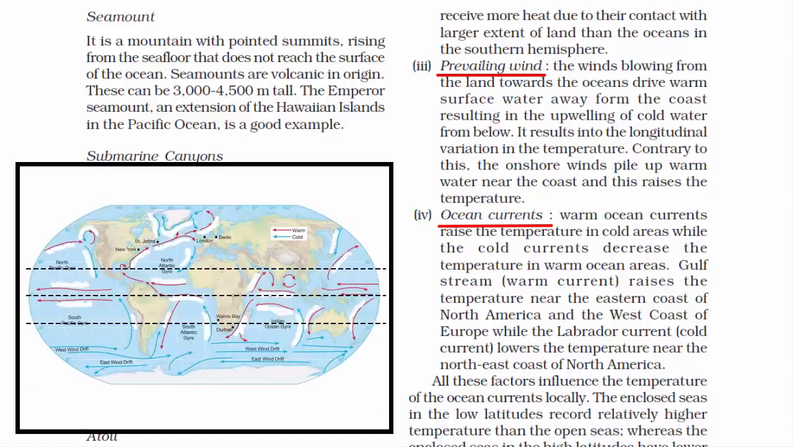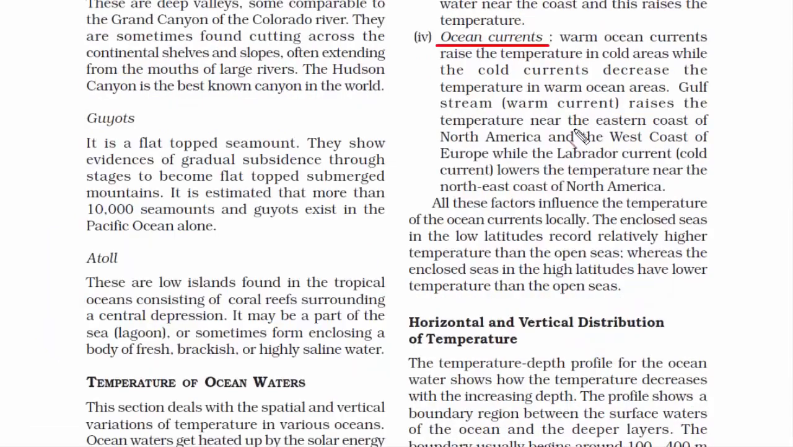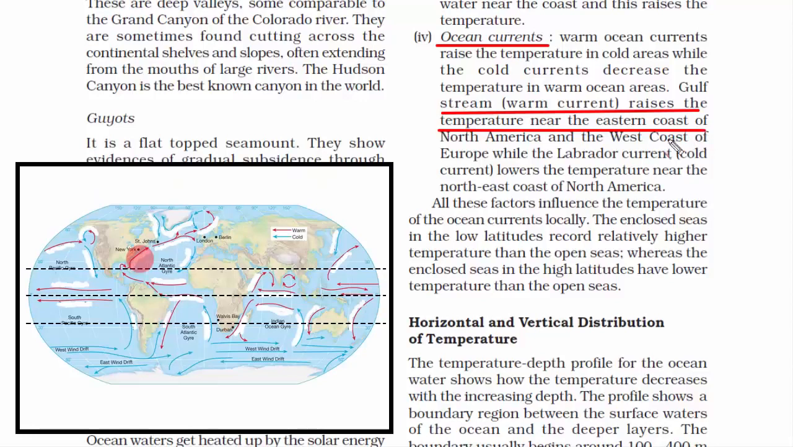If you look at this picture again, the red arrows, that is the warm ocean currents, are moving towards the polar region in both northern and southern hemisphere. Similarly, the blue arrows, that is the cold ocean currents, are moving towards the equatorial region, which is warm. That means the warm ocean currents raise the temperature in cold areas, while the cold ocean currents decrease the temperature in warm ocean areas. Now here it says Gulf Stream raises the temperature. Here is the Gulf Stream. It raises the temperature near the eastern coast of North America and the west coast of Europe.